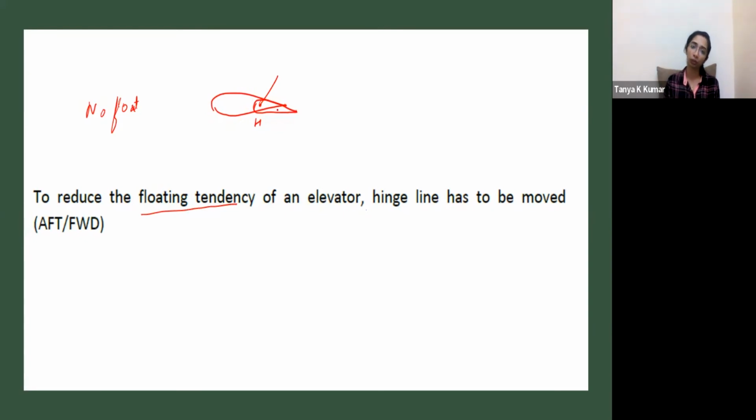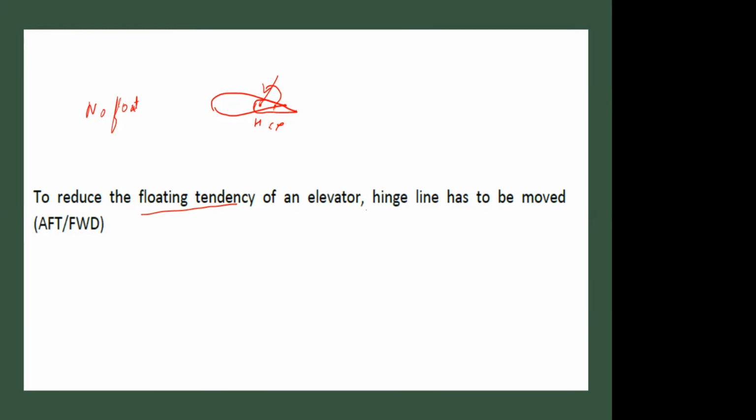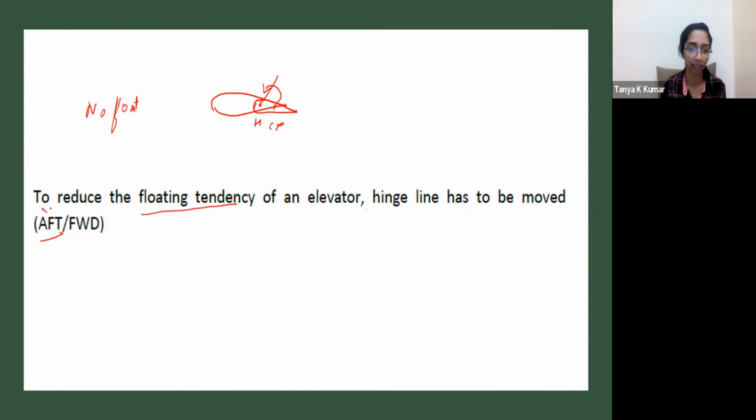What contributes towards the floating? This is the center of pressure, and this moment contributes towards floating. If you want to reduce this floating tendency, you need to reduce this moment. How do you reduce this moment? You have no control over the lift produced. You have no control over the force produced at given angle of attack, right? So how do you reduce this? After you move it. Sorry? After you move it. Yes. Aft is the right answer.